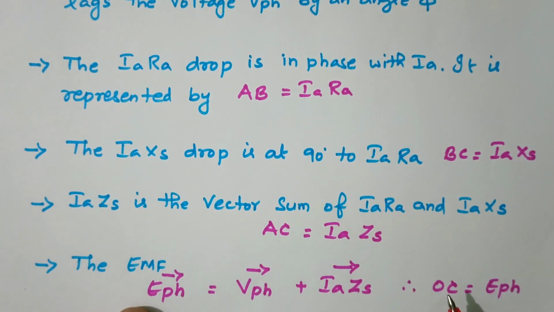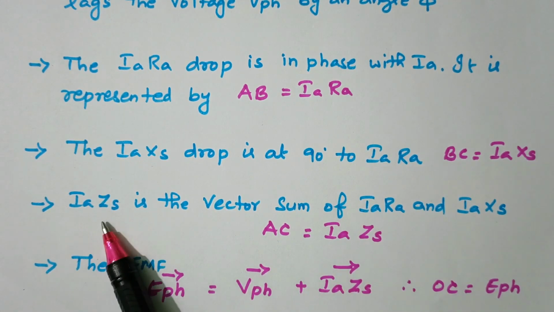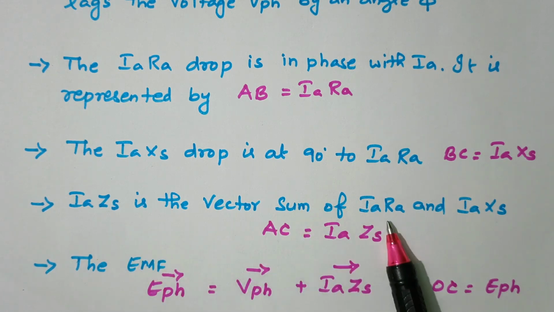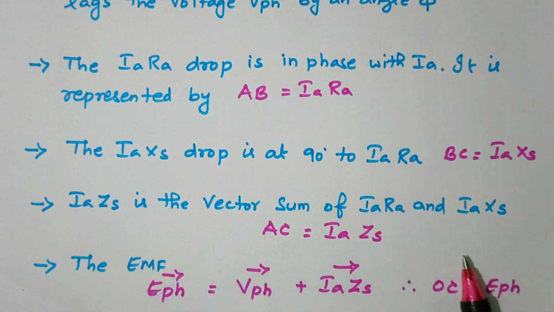Then the sum of these two is the IA ZS, the synchronous impedance drop. It is the vector sum of IA RA and IA XS, that is represented by AC. So finally this E phase equals V phase plus IA ZS. So this E phase is given by OC. Now we'll see the remaining.